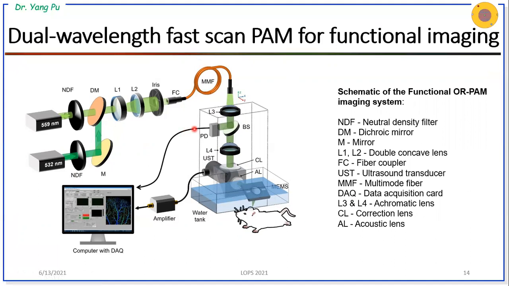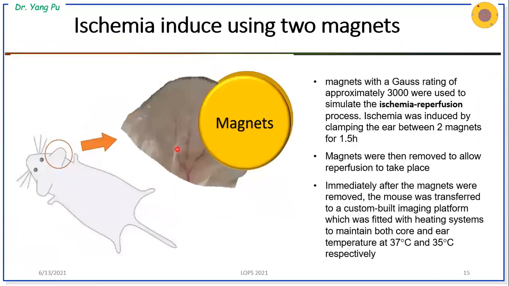If we switch the wavelength at the end of the image, the total acquisition time will be doubled. Using this dual wavelength laser, the acquisition time is the same as a single wavelength image.